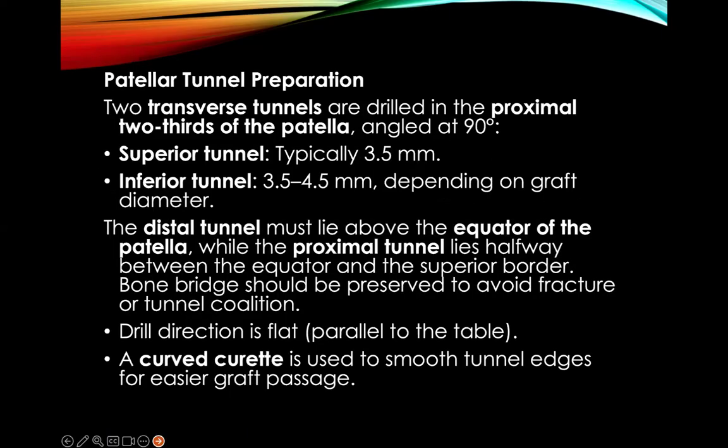So when it comes to the formation of the patellar tunnel, you have to form two transverse tunnels which are drilled in the proximal thirds of the patella. So you divide the patella at the equator and go above it. The proximal tunnel is going to lie halfway between the equator and the superior border, and the distal tunnel is going to lie just above the equator. So there's nothing really in the distal half of the patella. That is the direction of the patellar tunnel.